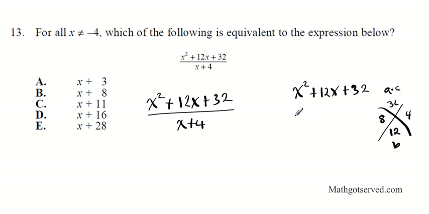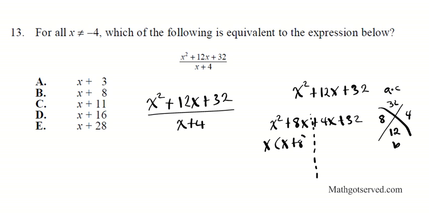Okay, I'm going to plug that in the center. We have x squared plus 8x plus 4x plus 32. Break it down the center, and then we can factor by grouping, alright? So if I take out an x, I'll have x plus 8. And then for this, I'll take out a 4, and I'm left with x plus 8.